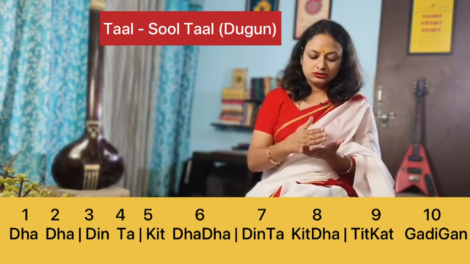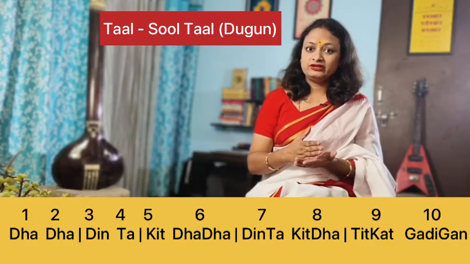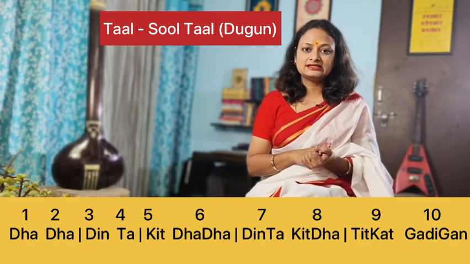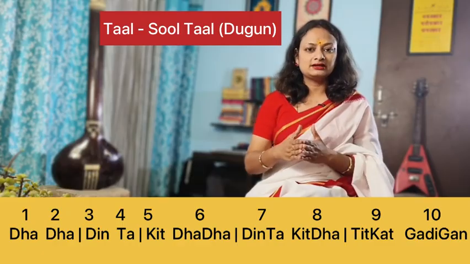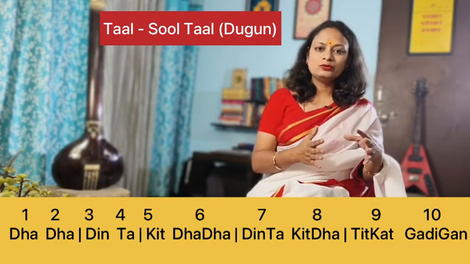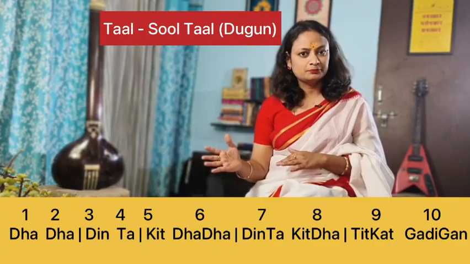So Sool Taal is a 10 matra tal. When we divide it by 2, it gives us 5. Which means after the 5th matra, we need to start its dugun. The tha lay will switch over to the dugun lay.